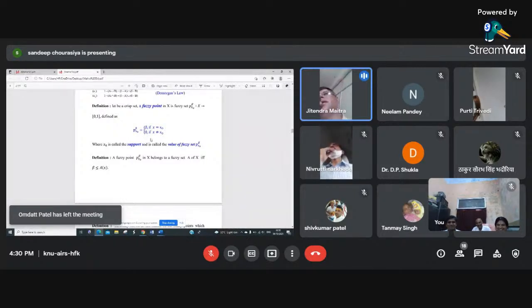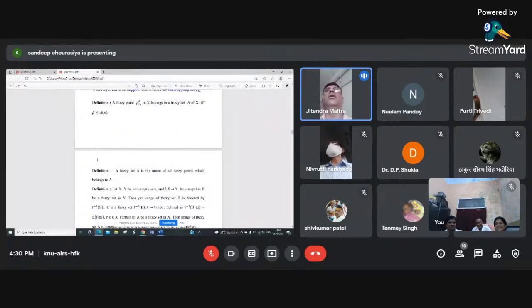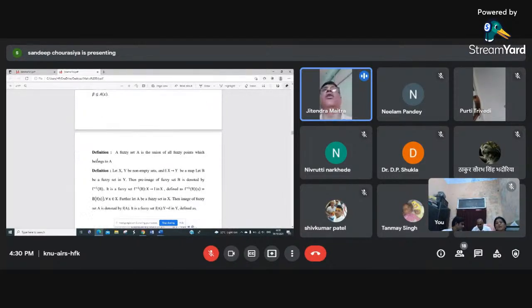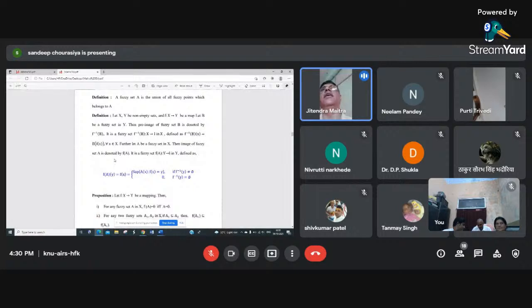Now, after this definition of fuzzy set, we come to how we define the image and the inverse image of a fuzzy set. Suppose capital A is a fuzzy set and capital B is another fuzzy set. Whenever we want to define a fuzzy set, we define it on a crisp set capital S. We take a function from the crisp set capital S to the closed interval 0 to 1, and that is our fuzzy set. So, whenever you want to consider any fuzzy set, you have to take a crisp set.